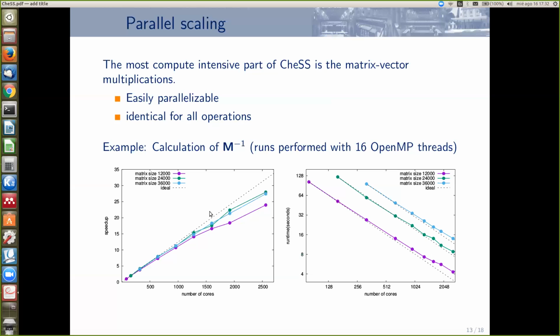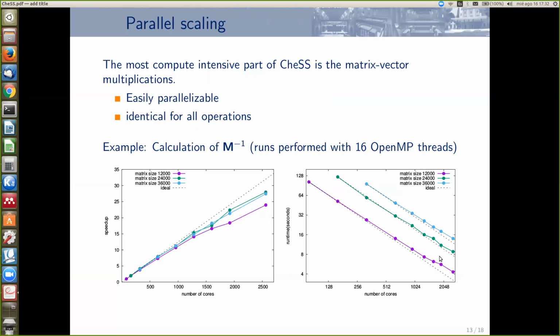This is a benchmark for the calculation of the inverse. I did it with a hybrid setup, so I used 16 OpenMP threads and just varied the number of MPI tasks. And you can see here that I start at the order of, I think it was 80 cores, up to about 2,500, and I'm really very, very close to the perfect scaling. And this is also visible on the right-hand side here. I don't show the speedup, but the absolute runtime. So it's also very close to the ideal behavior.